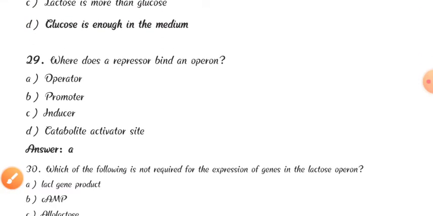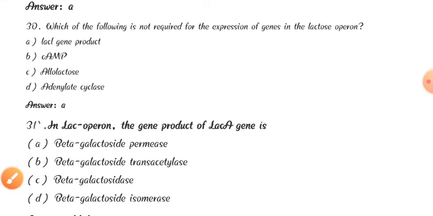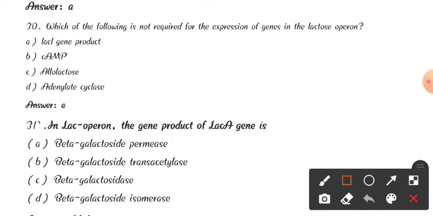Now question number 29: where does a repressor bind on an operon? Option A, the operator. So the operator is where the repressor binds on the operon, and that should be the correct answer. Now question number 30: which of the following is not required for the expression of genes in the lactose operon? So friends, option A, the lacI gene product, is the correct answer.